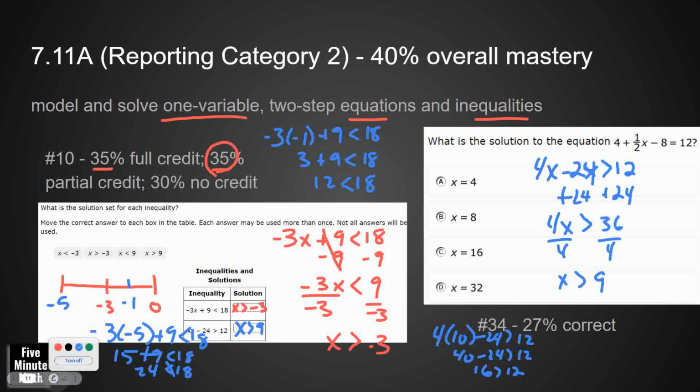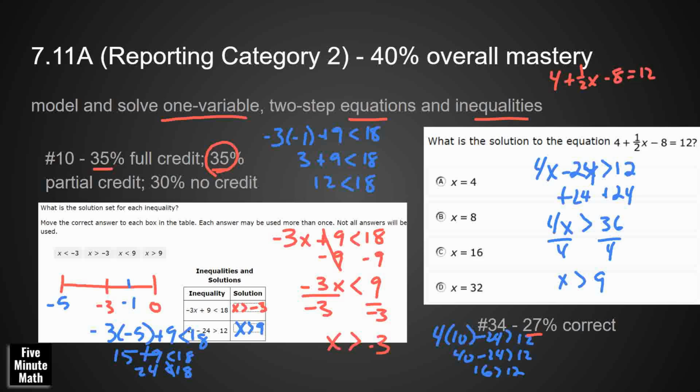Now, for number 34, we only got 27%. So we actually did better on number 10, the drag and drop, than we did on number 24. Let's see what we did on this one. So I've got 4 plus 1/2 x minus 8 equals 12.